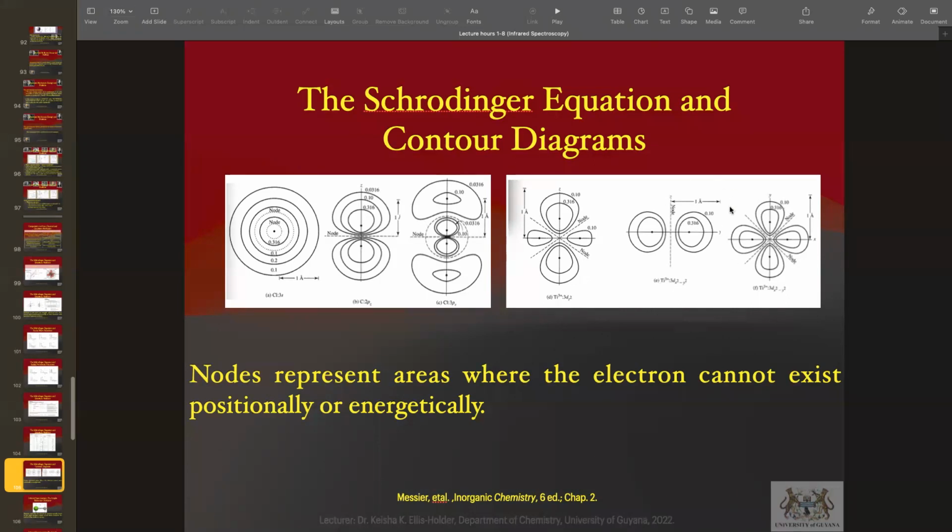Also giving us a sense of distance as well, because what you can see here is the scale upon which these orbitals are being presented, which is an angstrom scale. So that's 1 × 10⁻¹⁰ meters. Very small. Oops, sorry about that.